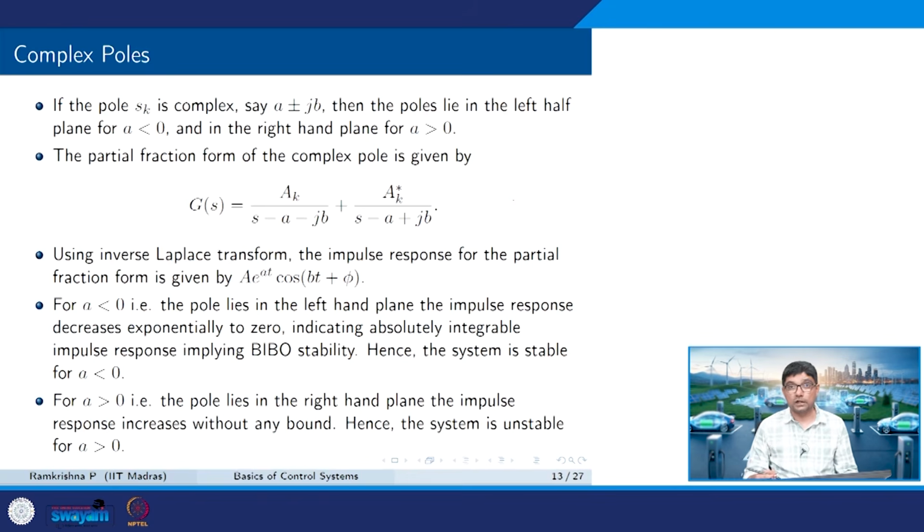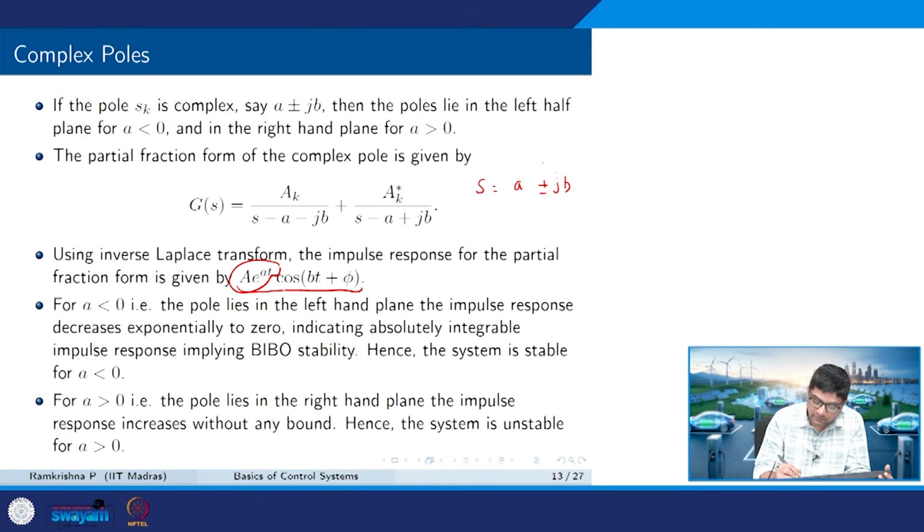Okay, what if the poles are complex? This is also fine. If the poles are complex, I get a solution of this form. I get an exponential term, so I have the real part. The poles are of the form minus A plus minus j b. Sorry, plus A. So the poles here will be s equal to A plus minus j b.